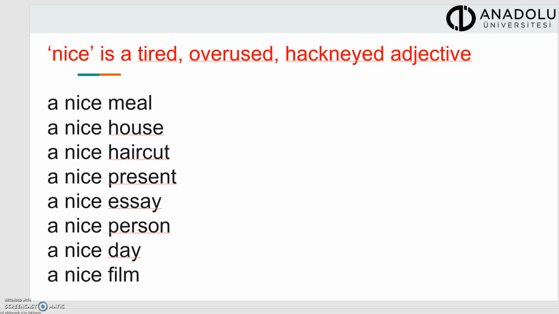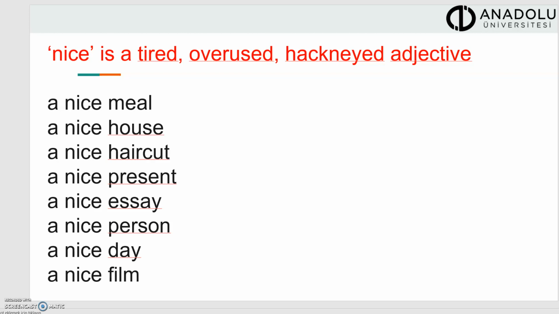If you go to England now and talk to people, they'll talk about a nice meal. Well, that's a nice house. A nice haircut, I like that. That's a nice present. That's a nice essay. He's a nice person. Oh, what a nice day. That was a nice film.